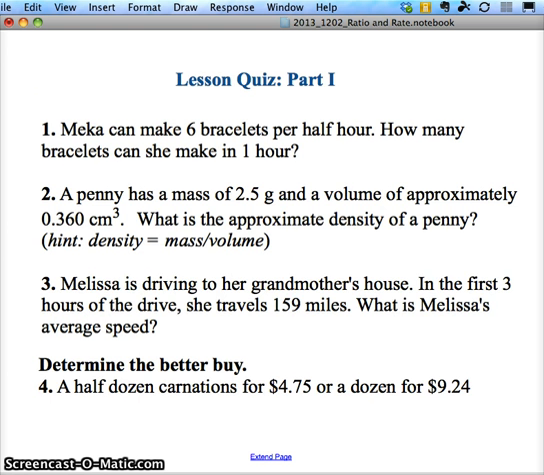Finally, today what you need to do is take a minute and complete these questions. You can certainly print them out if you'd like, and then answer the questions in your notes.